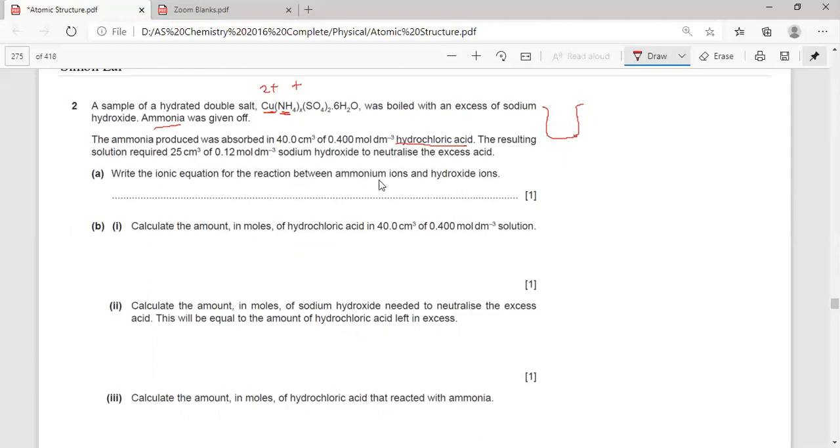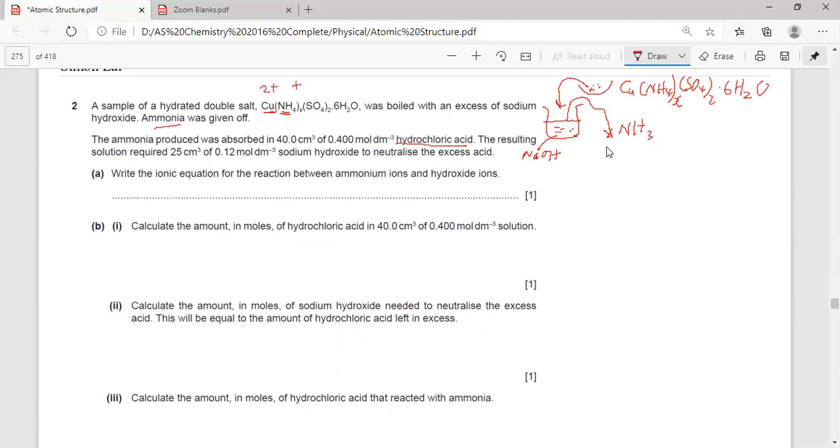So what happens is that they say I have the sodium hydroxide here. Here's NaOH. I put in the copper salt inside here, which is Cu, NH4, and you don't know what X is. You want to find X. Sulfate, SO4 2-, and 6 moles of water of crystallization. So they react, they boil, ammonia is given off, NH3.